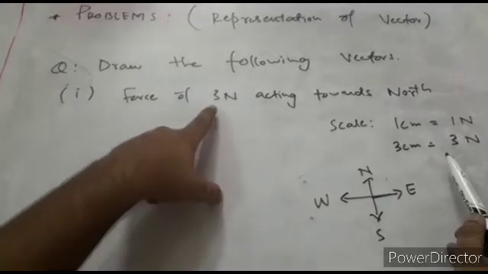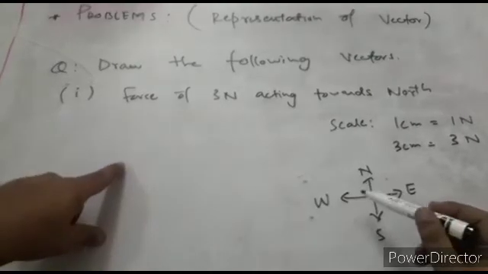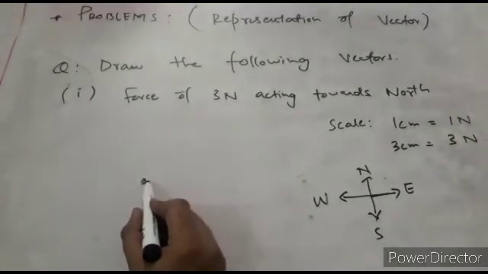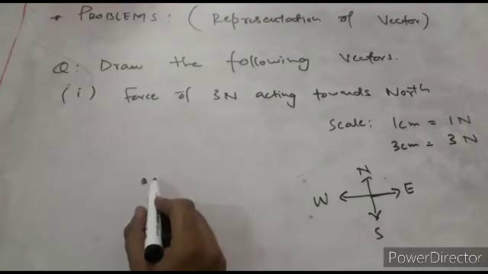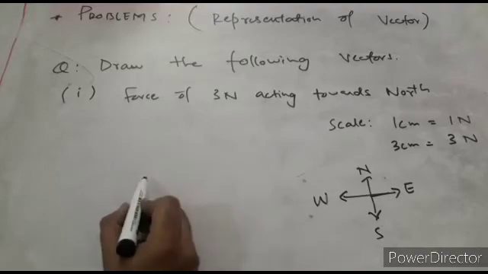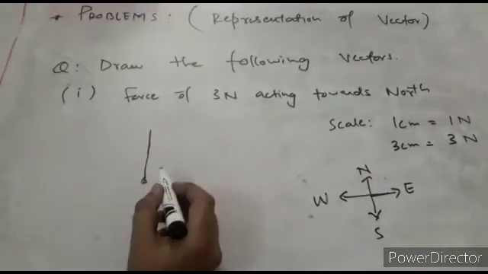As it's given here, we have to draw a vector whose magnitude is 3 Newton. For the direction, we have a reference scale here that shows the directions of north, east, south and west. Let's say we start our vector from here. Now we have to draw a line of 3 Newton, which means a line of 3 centimeters in the north direction. So with a suitable scale, we draw a line like this. Simple as that.